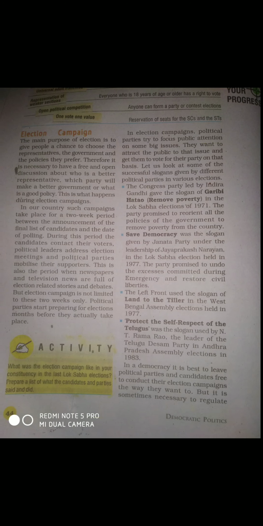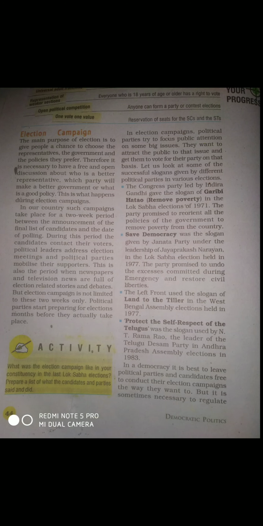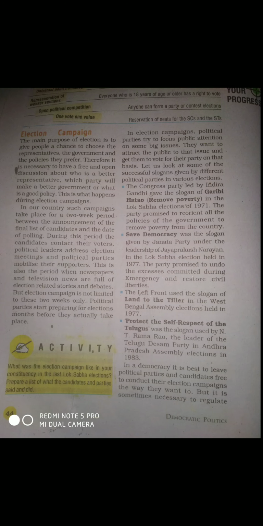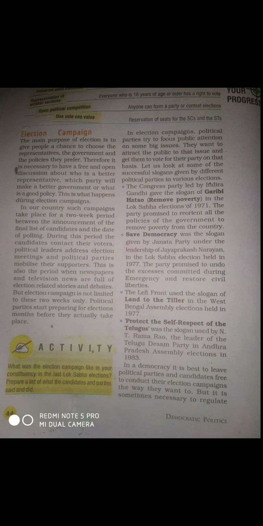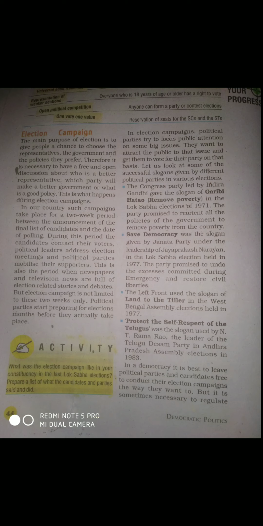Next slogan is Land to the Tiller. In the West Bengal Assembly election held in 1977, this slogan was given by the Left Front. It is not about the Lok Sabha election, it is an Assembly election, and the slogan was given by the Left Front, a regional political party. Land to the Tiller.